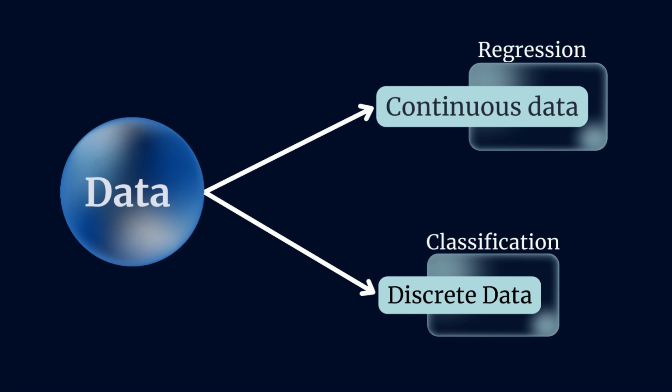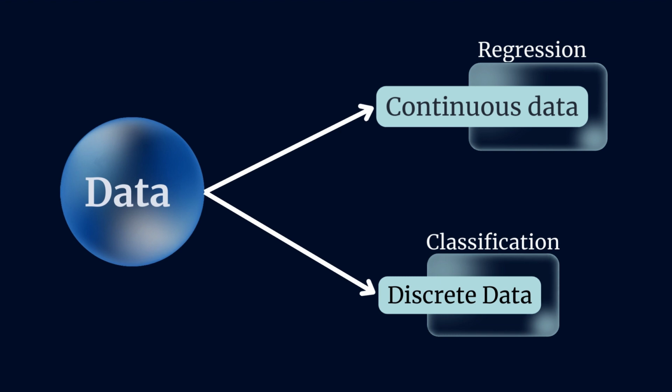And discrete data is when we are talking about email classification, spam or not spam, male or female, or whether the person survived or not. These kinds of data come under discrete data, so we use classification algorithms for such kind of data. I already made a separate video on regression and classification. You can go and check it out. The link is in the description.